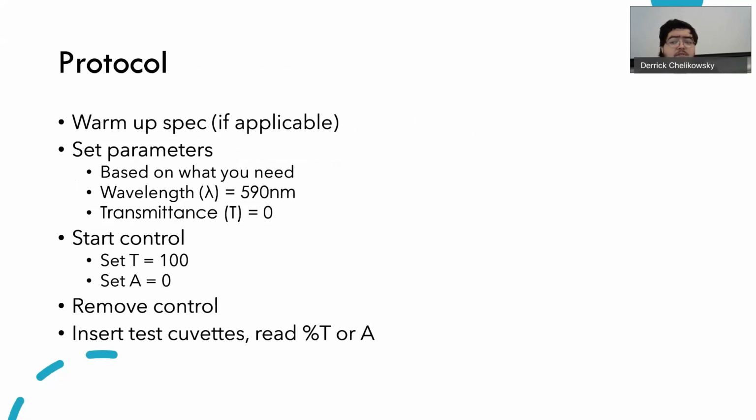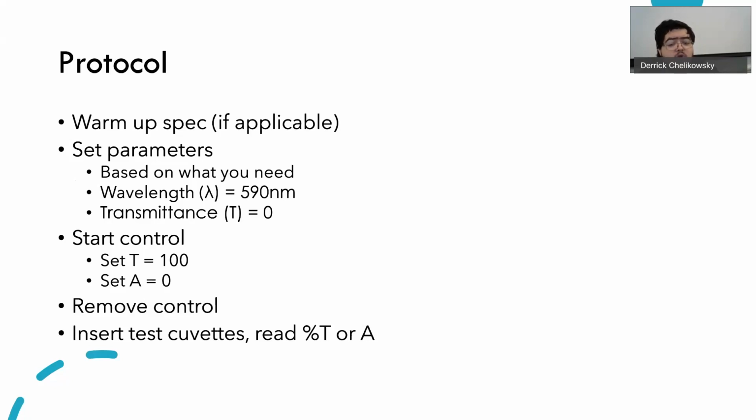Typically, and what we use for this, we use a wavelength or a lambda of 590 nanometers and a transmittance or T of 0. Then we're going to start our control. Control is whatever media you're using. This is not a blank. A blank would be DI water used to zero out the entire machine. Your control is to set the basis for what you're measuring.